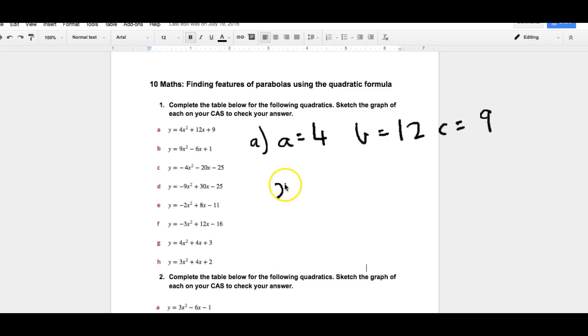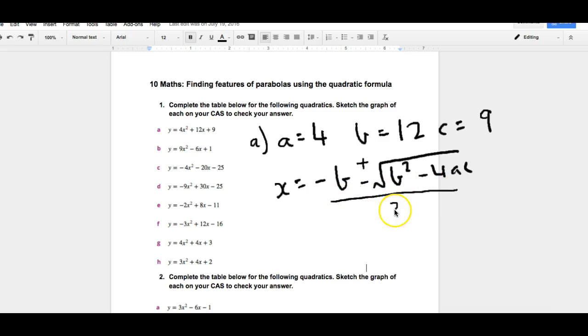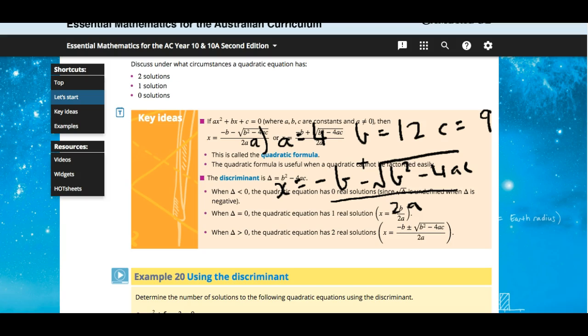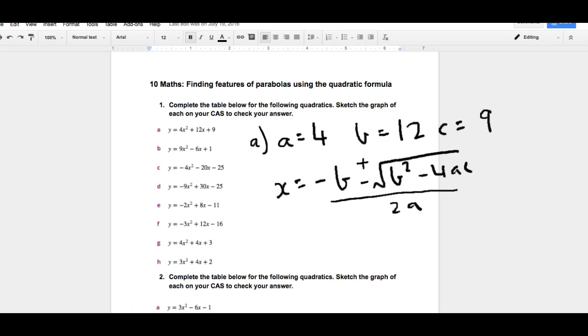Your quadratic formula, and testing my memory here, so I'm going to write it and then just double check. Okay, so just bear with me for a second. There it is there: negative b plus or minus the square root of b squared minus 4ac, over 2a. Fabulous. Let's go back. I might do this in a different colour just because I like to use colours.